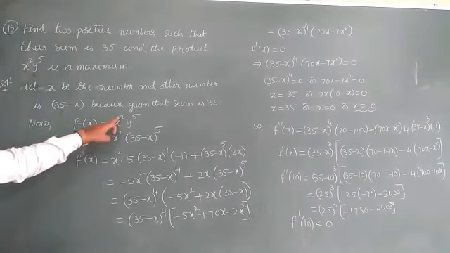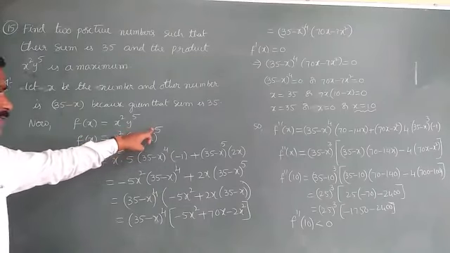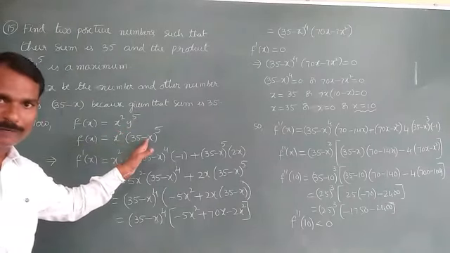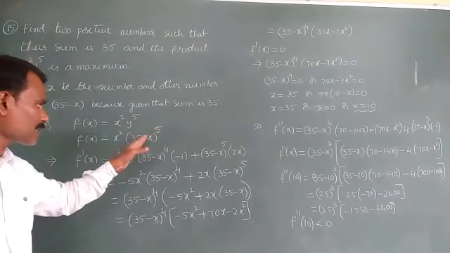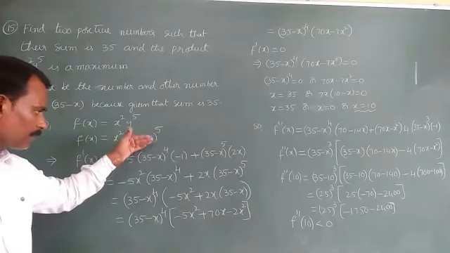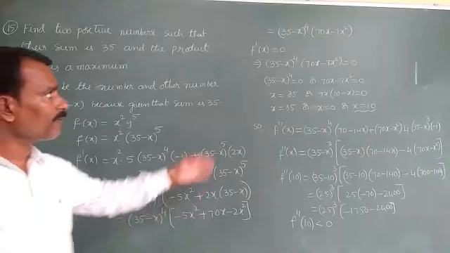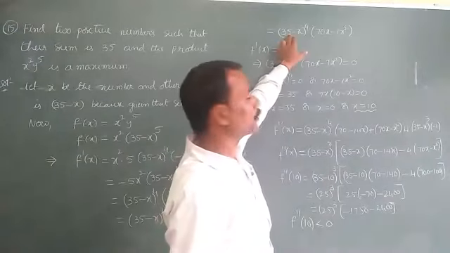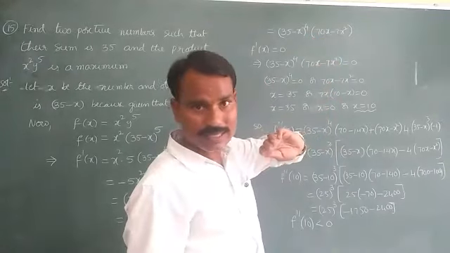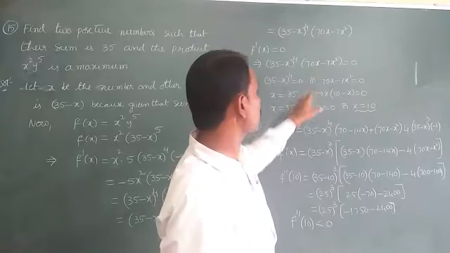f of x is equal to x square into y to the power of 5. X square into y value is 35 minus x whole to the power of 5. Take the f of x into g of x formula: f of x into d by dx of this part, and 35 minus x whole to the power of 5 into d by dx of x square. Like that we are getting, and take common 35 minus x whole to the power of 5. Finally we will get f dash of x as 35 minus x whole to the power of 4 into 70x minus 7x square. Okay, and take f dash of x equal to 0.